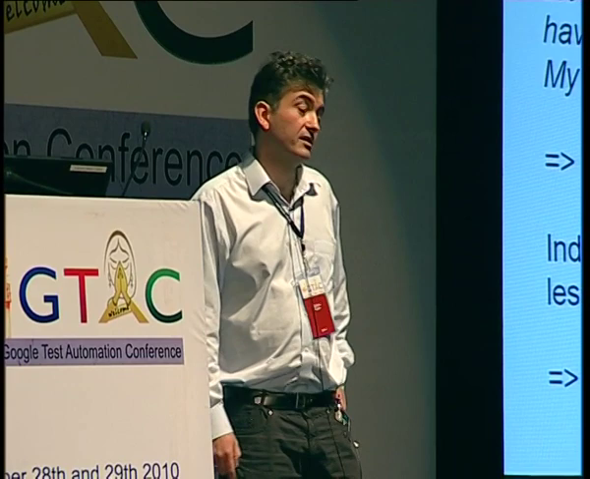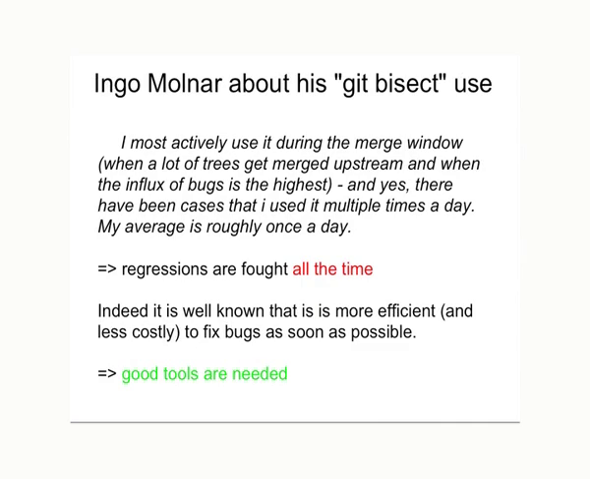Ingo Molnar is a Linux kernel developer, and he uses Git Bisect a lot. He says he uses it on average once per day, which is quite a lot. And he uses it mostly during the merge window, because the influx of bugs is the highest. This means that you have to find regressions all the time, not only during beta or RC releases. And so good tools are needed anyway.